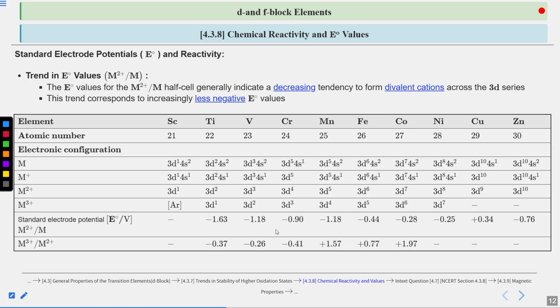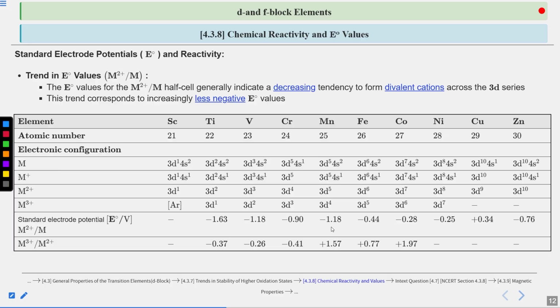That means the tendency is decreasing to form the divalent ion from the metal. If you observe this, minus 1.63 decreases to minus 1.18, decreases to minus 0.90. Now here, manganese shows a sudden increase. Expected is that from minus 0.90 it will decrease further, but it is increasing.